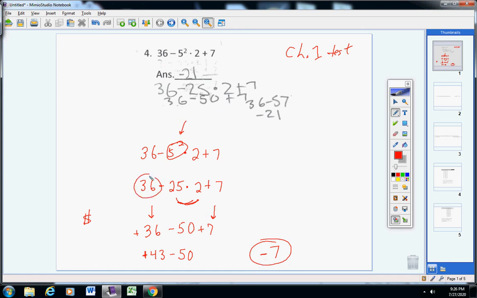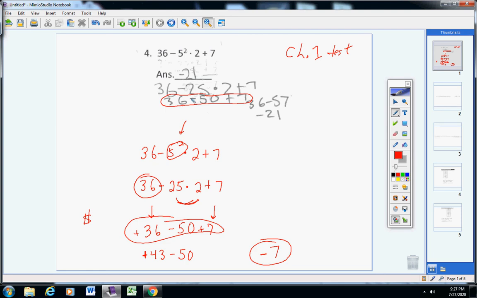Now, here's what you did wrong. Notice I have a 36 here. So do you. I have a negative 25. So do you. Positive times 2 plus 7. Perfect. All of that is perfect. Okay? Then, look what I have here. See this? That's exactly what you have. Good job.